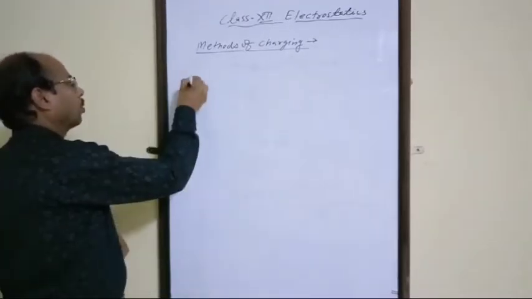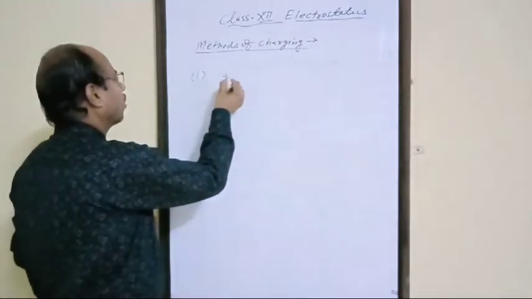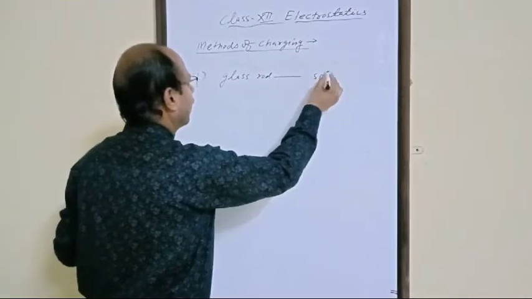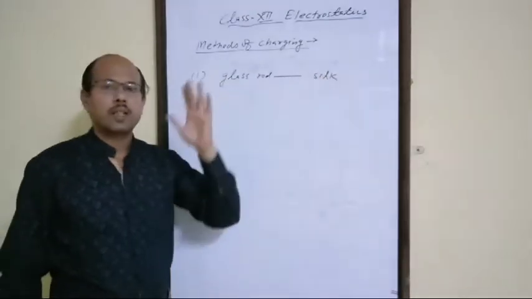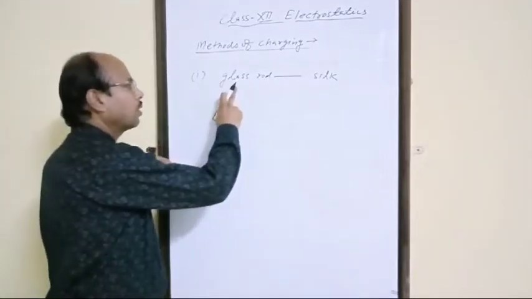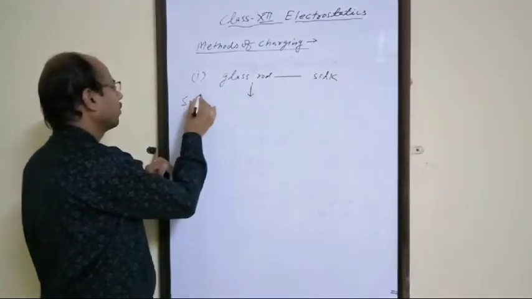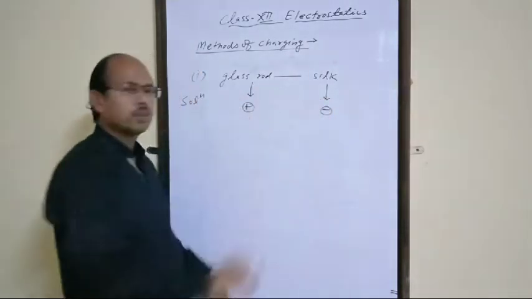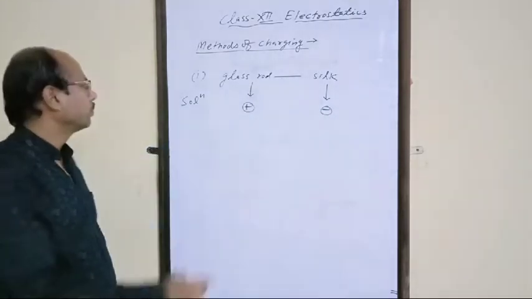Now I am asking one or two questions related to friction. First, we can say, when a glass rod is rubbed with silk, which acquires positive charge and which acquires negative charge? I have just discussed that when a glass rod is rubbed with silk, glass acquires positive charge and silk acquires negative charge.